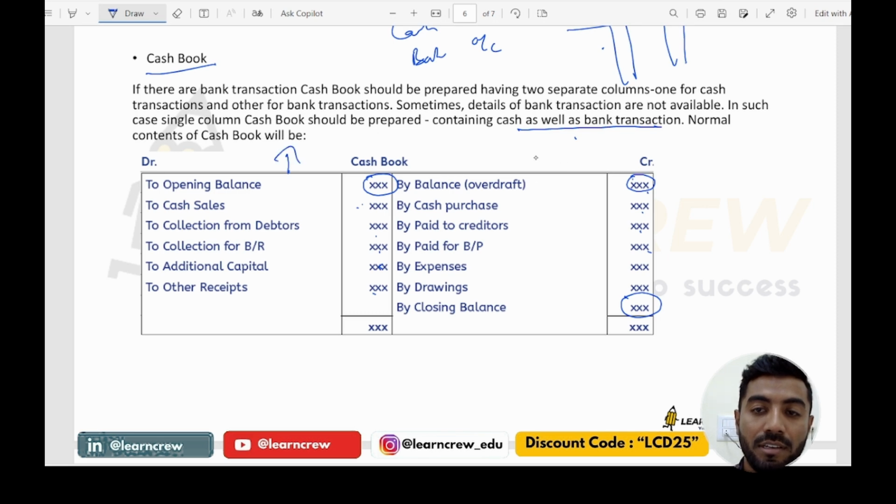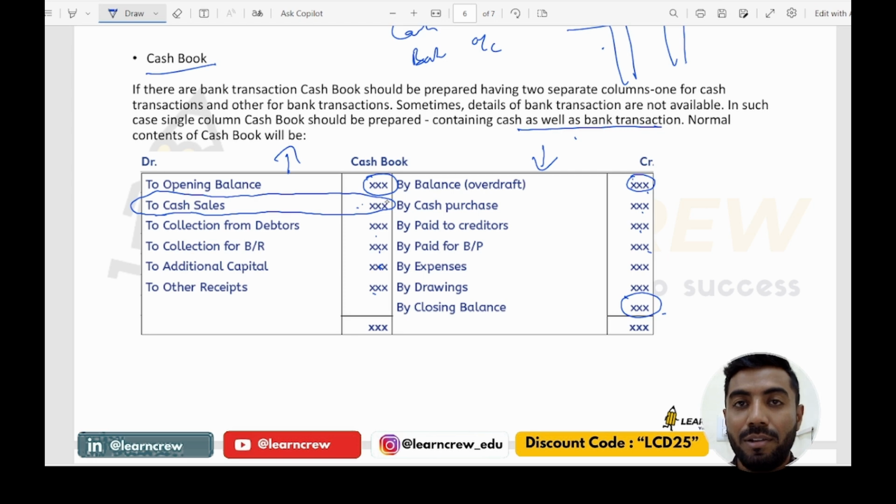The balance will be increasing and the balance will be decreasing, and the drawings, then the closing balance. So these are the items which might come in the cash flow. But the main balance figure which might come into question is the cash sales. This will be the balance figure.